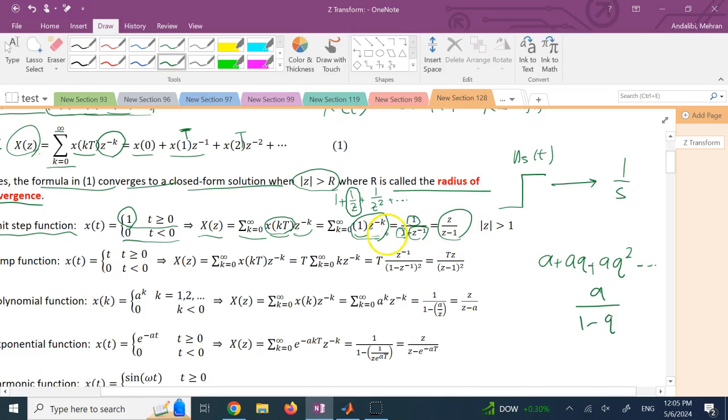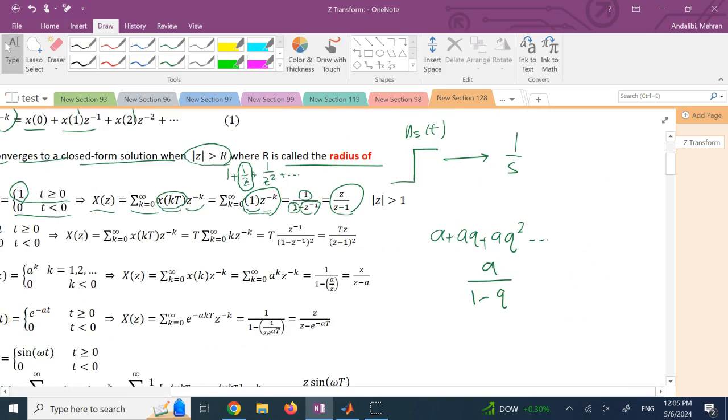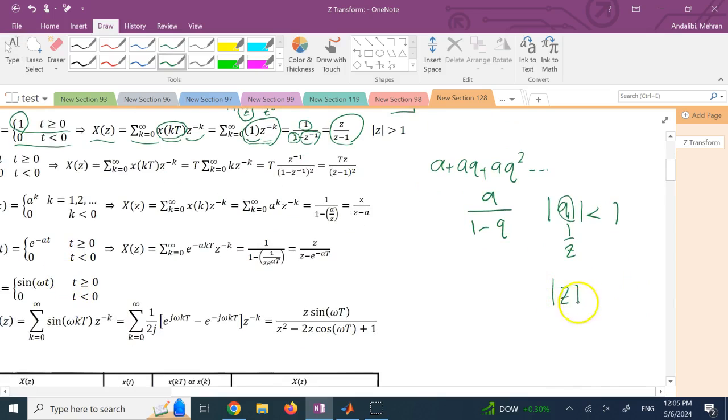Now, under what condition will this converge? If you remember from geometric progression, this converges if the magnitude of this q is less than 1. Now, in this case, this q is 1 over z, so the magnitude of 1 over z is less than 1. That means the magnitude of z has to be bigger than 1.